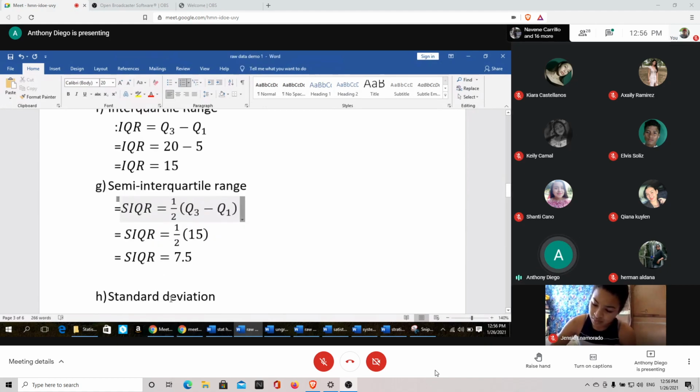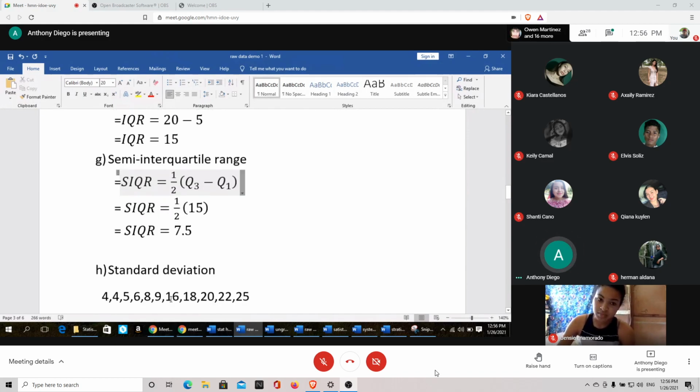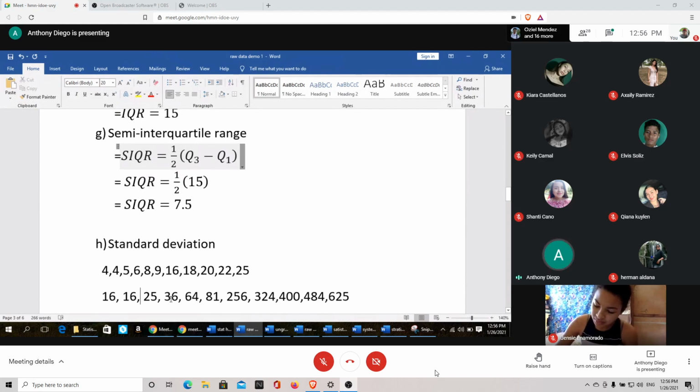And then in order for us to find the standard deviation, I told you we need to take the numbers. These are the 11 numbers, and we need to square each of them. So those are the squares of each of them. 4 squared is 16, the other 4 is 16, 5 is 25, 6 is 36, 8 is 64, 9 is 81, and so on. So if you notice, we have squared each and every single number within the set of observations.